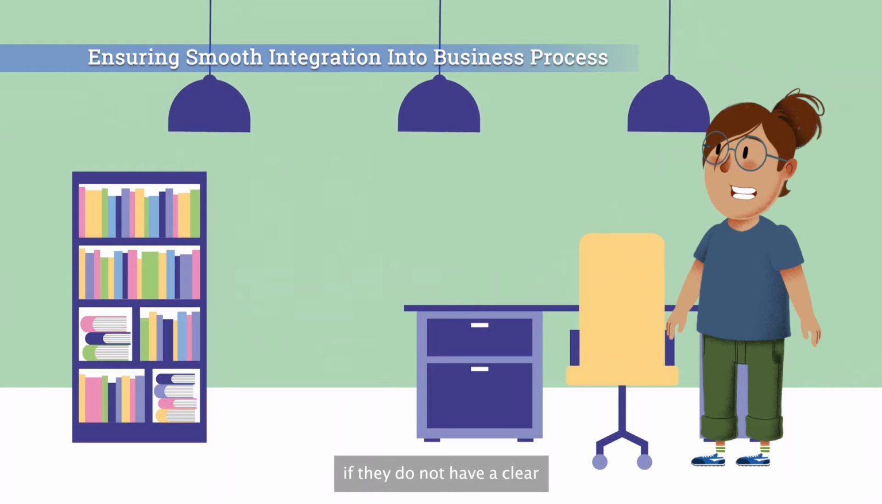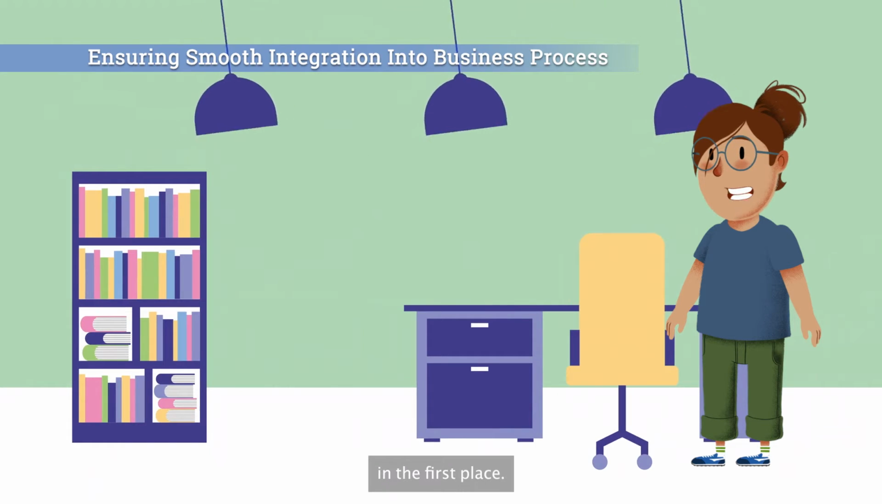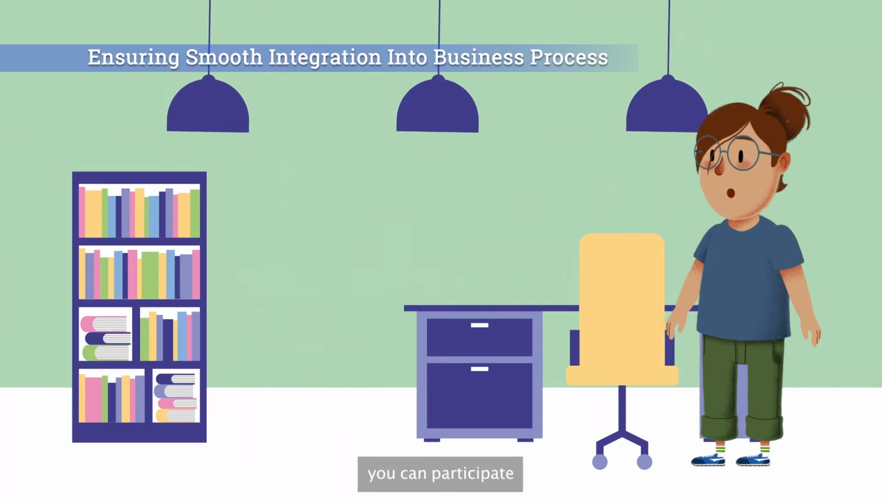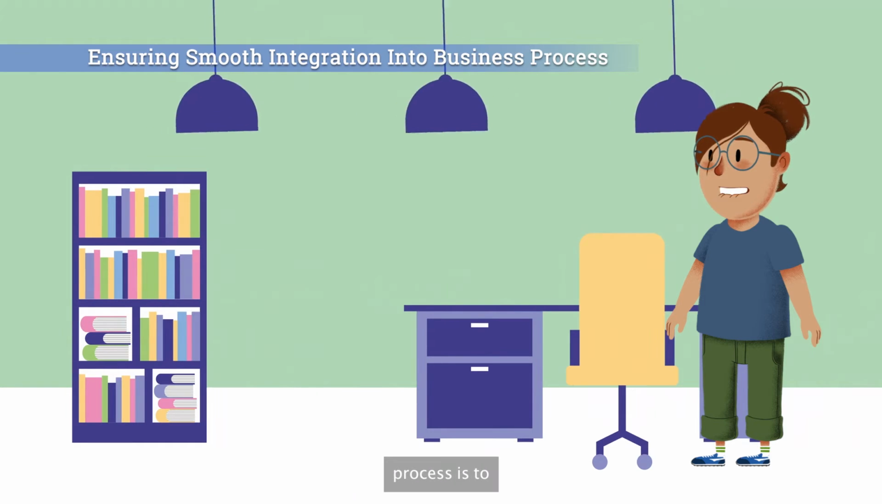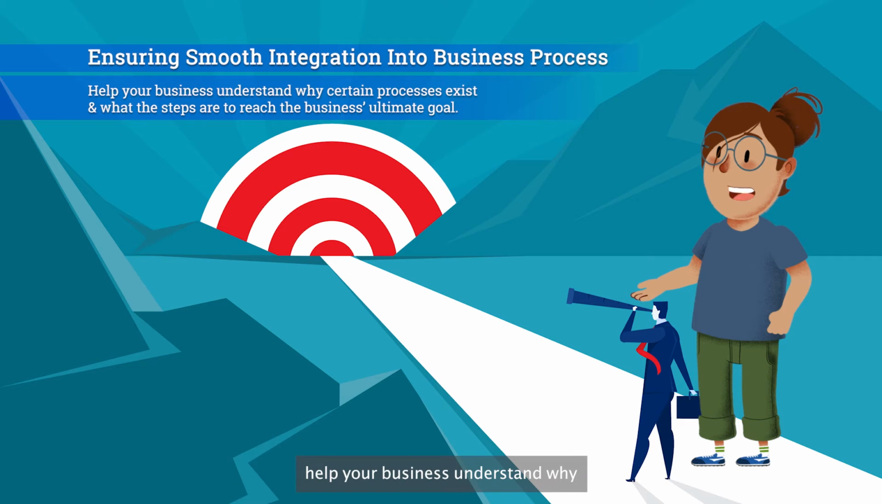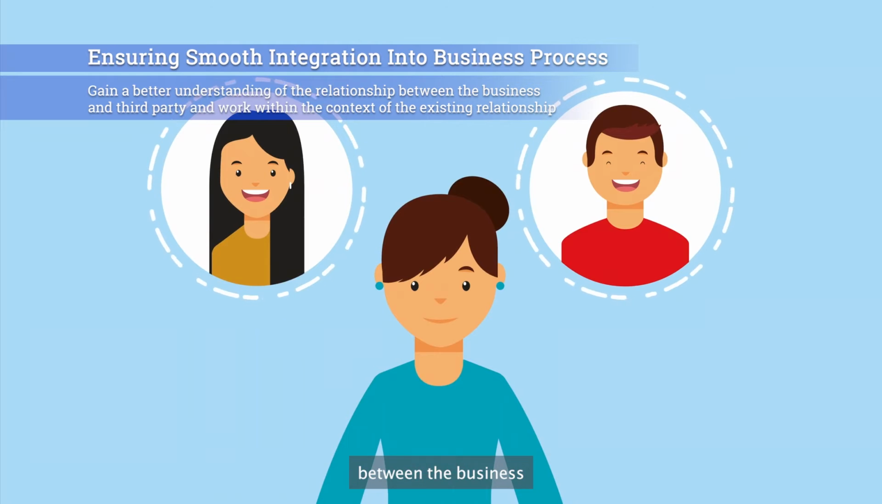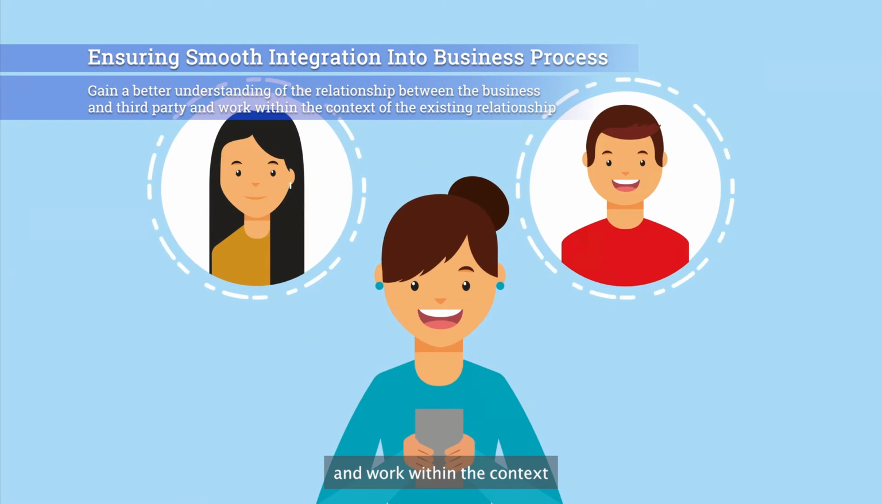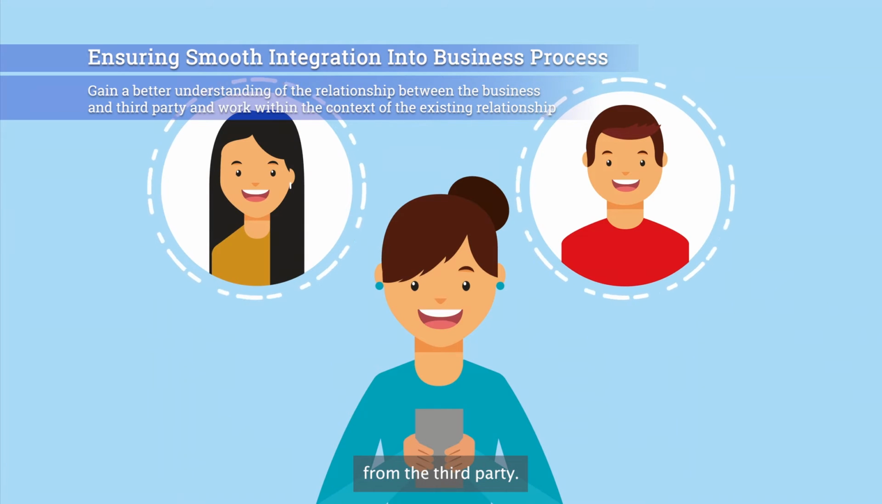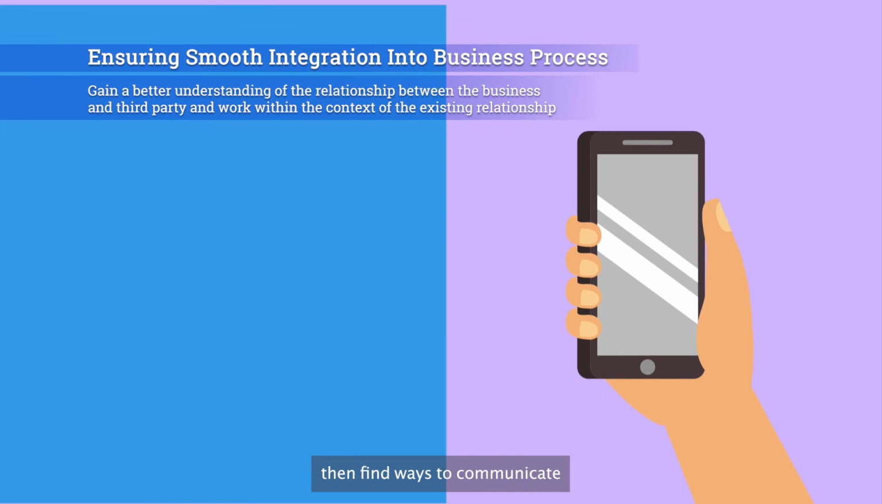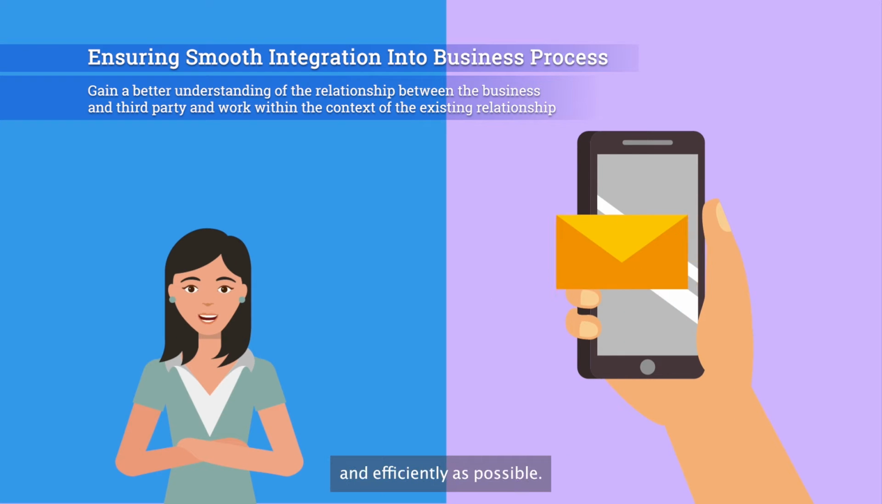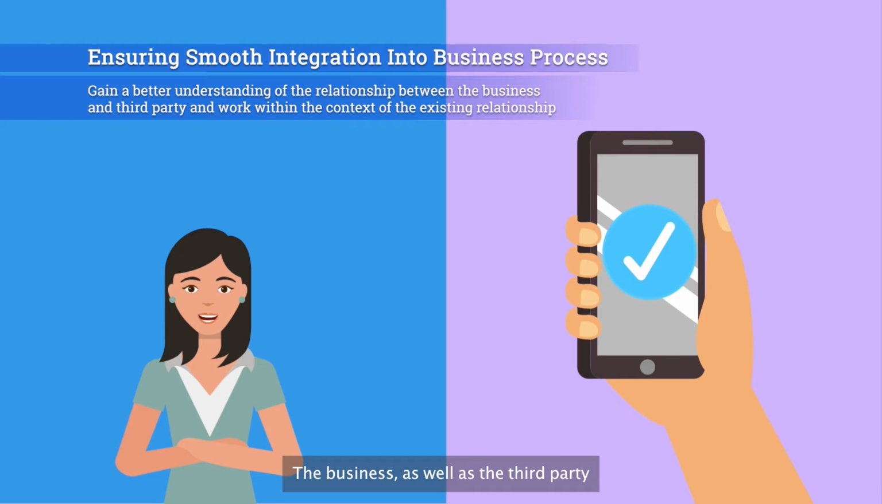This is especially true if they do not have a clear understanding of why a process exists in the first place. Some of the activities you can participate in to ensure integration into the business process is to help your business understand why certain processes exist and what the steps are to reach the business's ultimate goal, gain a better understanding of the relationship between the business and third party, and work within the context of the existing relationship. This means work with your business in obtaining what you need from the third party. If the relationship is strained, then find ways to communicate with the third party as effectively and efficiently as possible. The business, as well as the third party, want as little effort and disruption as possible.